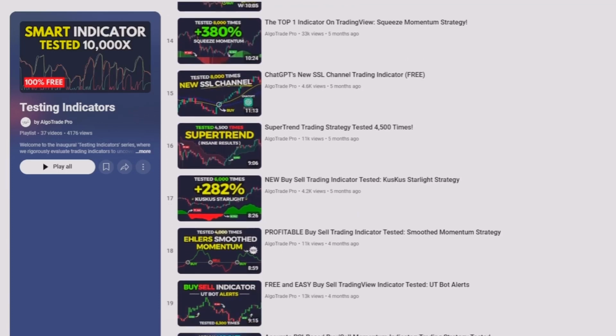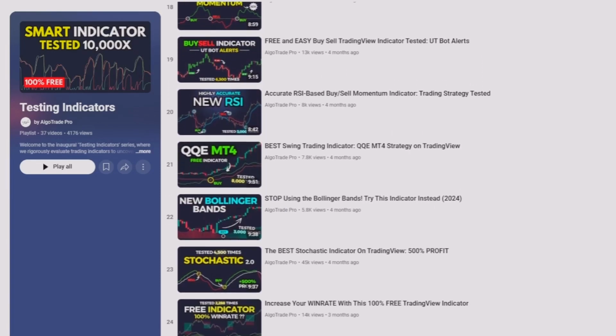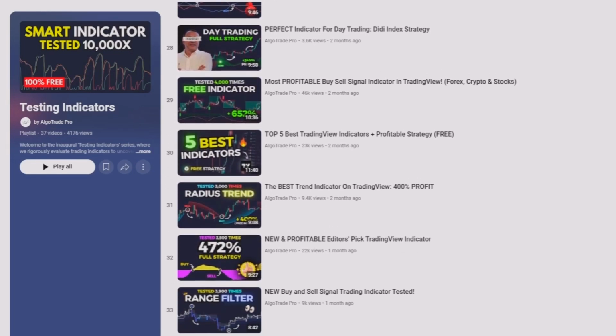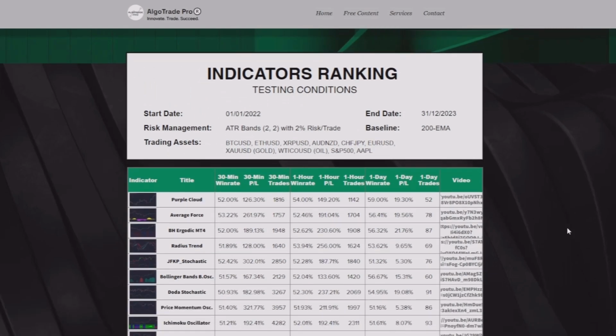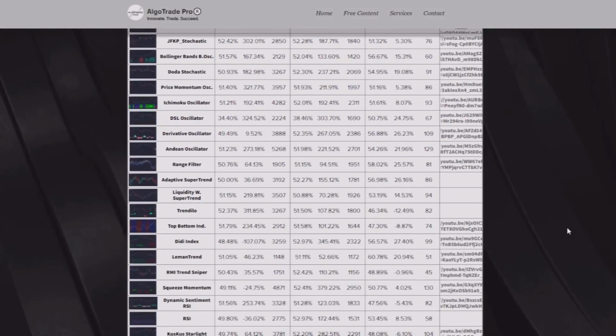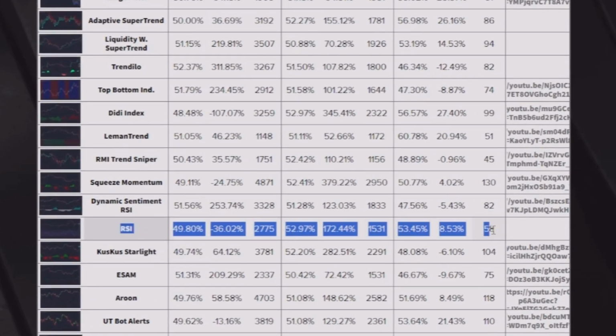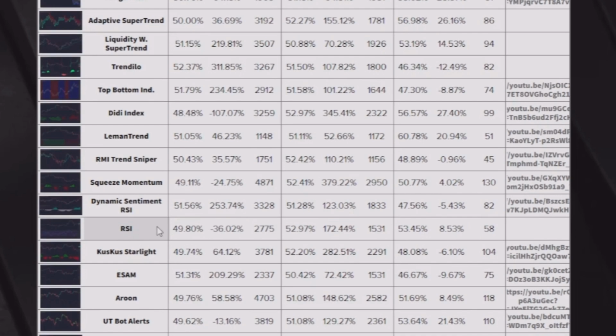In this series, my objective is to test different indicators to discover which ones give us the highest probability of success. After evaluating the RSI alongside other indicators in this series, I've decided to place it in this position on our ranking table. Tell me in the comments if you agree with this position or not.